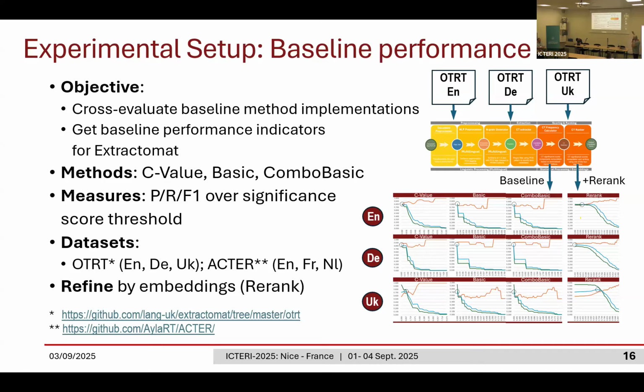So what is the procedure? We just feed the data set into the ExtractMat. We get the baseline and we look for F1 values, precision and recall by the number of the terms included into the above-threshold part. And then we add re-rank to improve it and get the improved results.